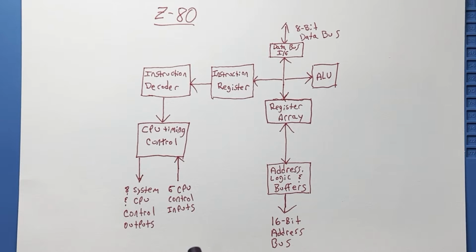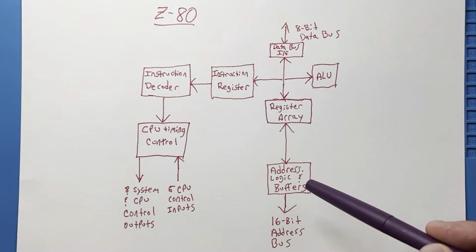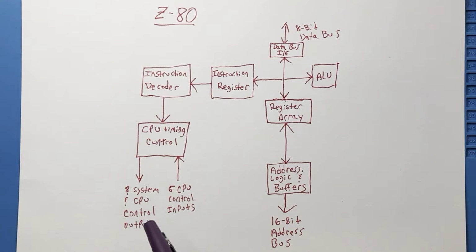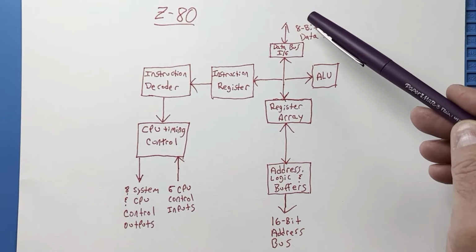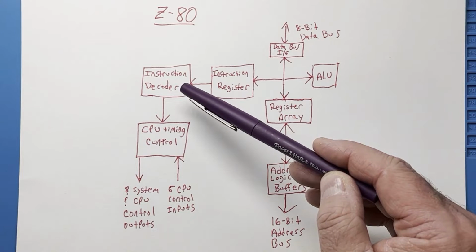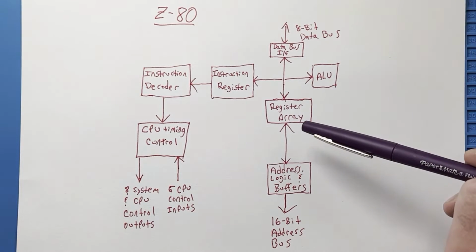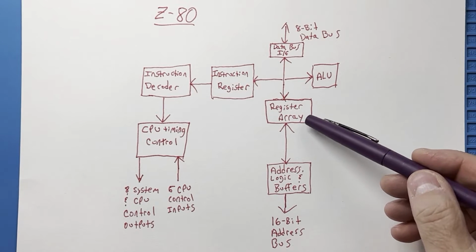Down here we have the system's 16-bit address bus that connects to the internal address buffers. Over here we have the 8 system and CPU control outputs and the 5 CPU control inputs. These interface to the CPU timing control logic. Again, we'll get to these in just a minute. So during the instruction cycle, the opcode is read from the data bus and placed into the instruction register. The instruction decoder then works with the other subsystems to execute the command. But right now I want to go into more detail on the register array and what registers this contains.